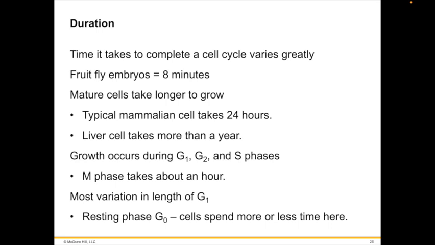So most of the variation in the cell cycle between organisms or cell types occurs in G1 phase. Cells often pause in G1 before DNA replication and enter a resting state called G0 phase. Cells may remain in this phase for days to years before resuming cell division. At any given time, most cells in an animal's body are in G0 phase. Some, such as muscle and nerve cells, remain there permanently. Others, such as liver cells, can resume G1 phase in response to factors released during injury.